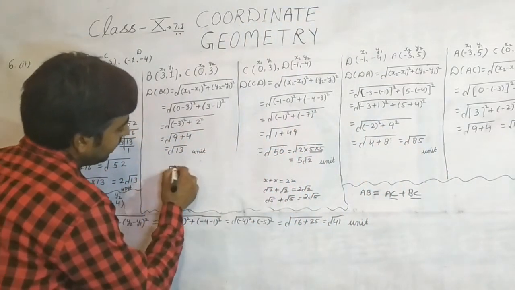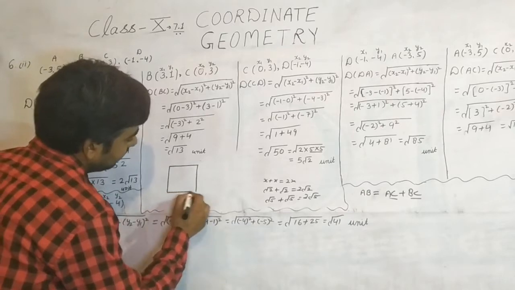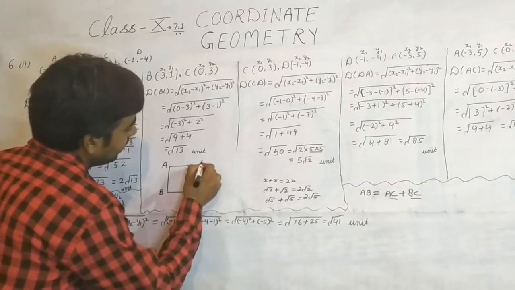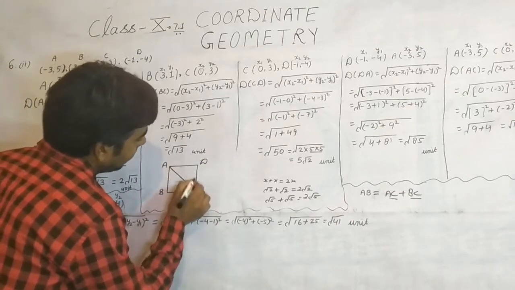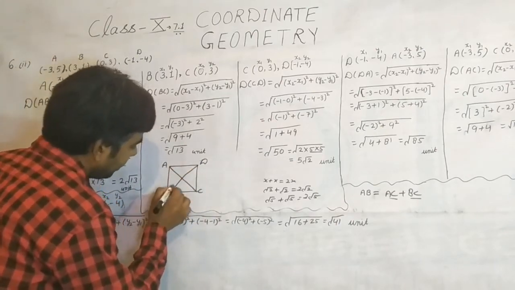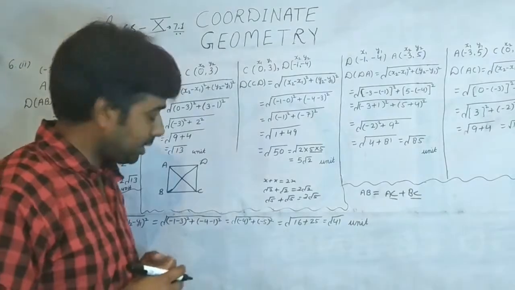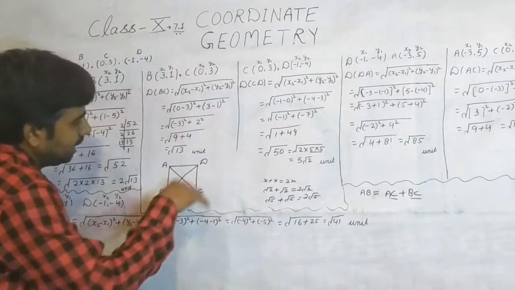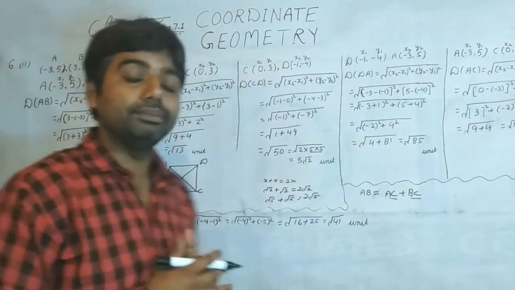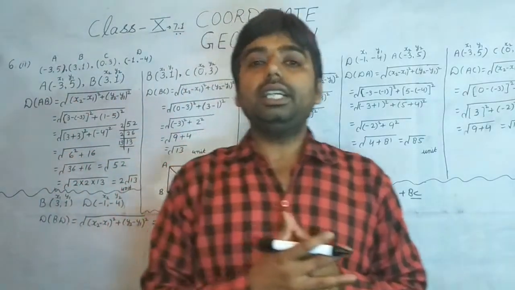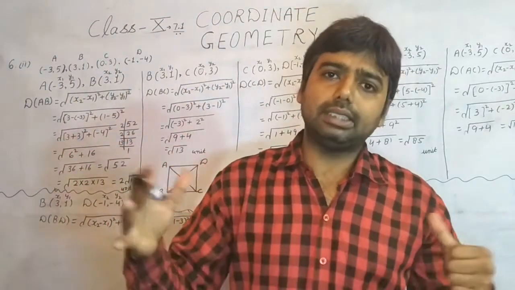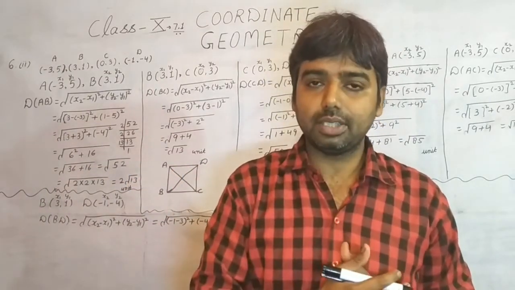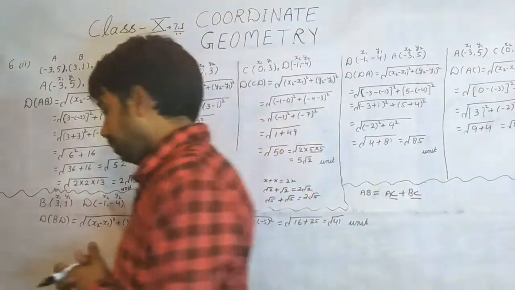If I am writing A, B, C, D and joining the diagonal, don't you think we first need to find the distances of AB, then BC, then CD, and so on? I'm doing the same. Initially, I will find all the distances of the sides and diagonals, and then we will discuss this question. Look here.